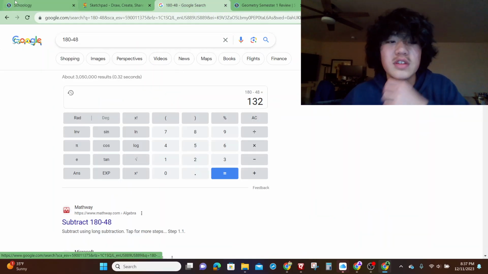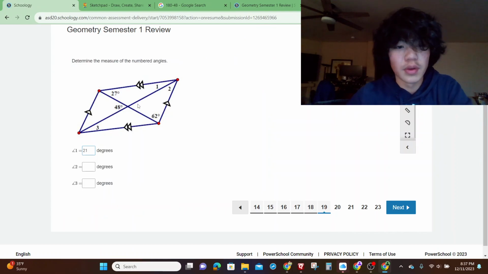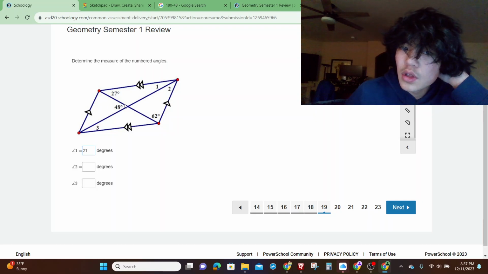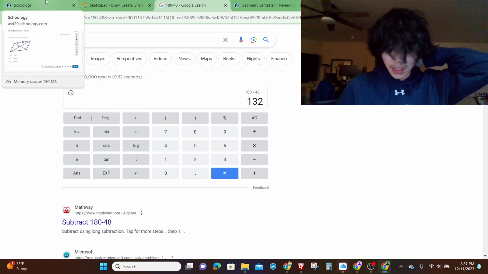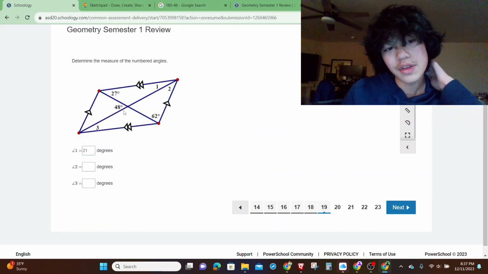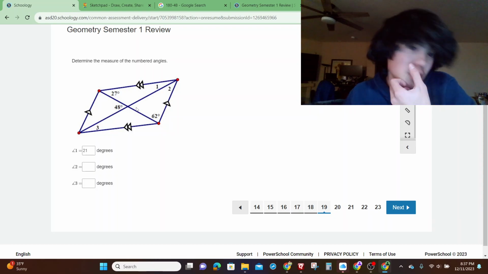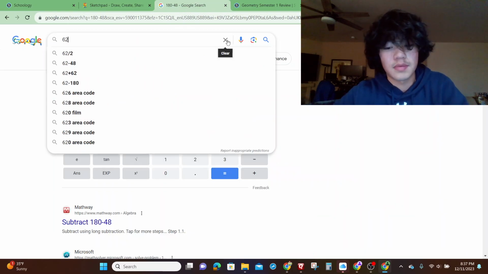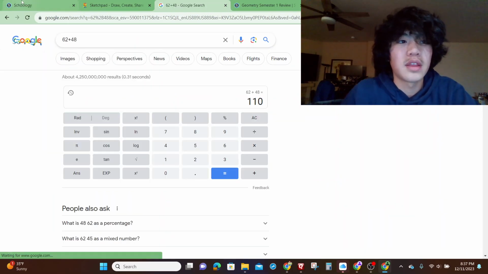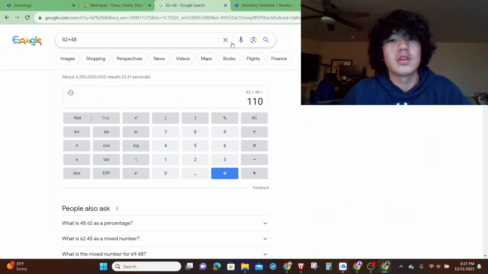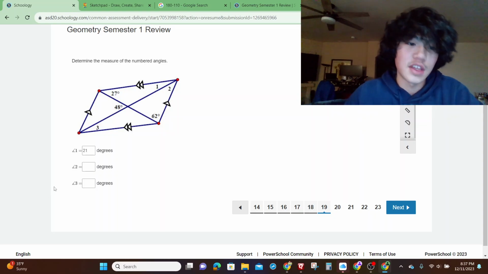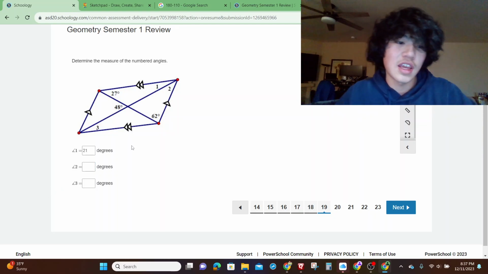So then, okay, so what we're going to do now, since we know this is 132, and these two numbers are a linear pair, so they're going to equal 180, you could either do 180 minus 132 and find the angle that way, or the easier way to do it is, since these are vertical angles, you could just put 48 right there. Then we're going to do 62 plus 48, because we're trying to find the missing angle here. So we're going to do that. 180 minus 110. Always use the calculator. And so our second angle is 70 degrees.